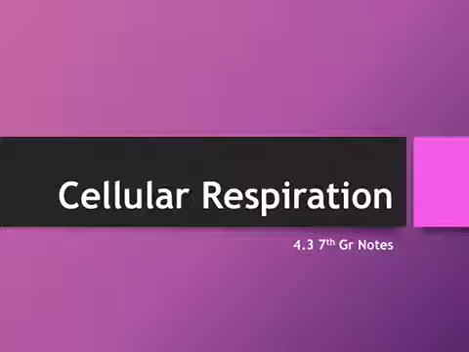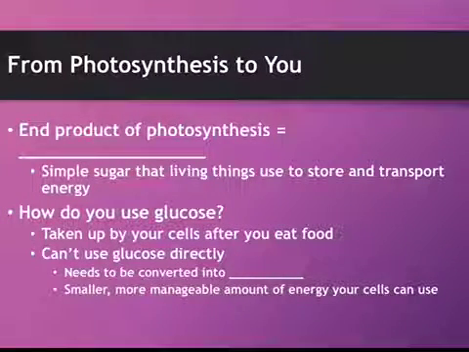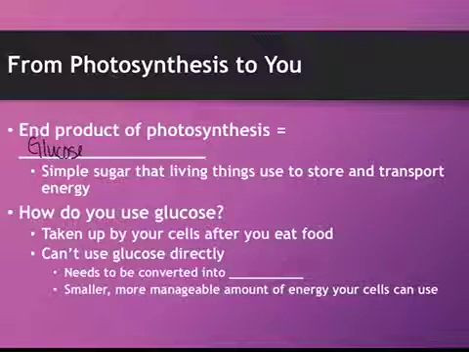This last video of Chapter 4 deals with cellular respiration. Cellular respiration is another series of chemical reactions that are necessities for life. So we start with the end product of photosynthesis, which is glucose. And glucose is a simple sugar that living things can use to store and transport energy.